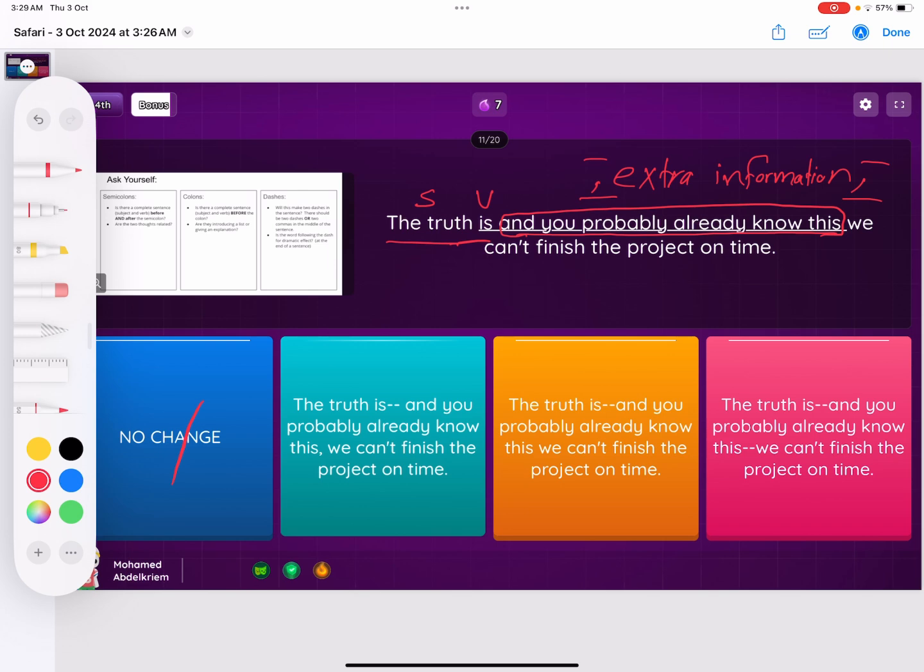No change, it's wrong, because we said this is extra information and it needs 2 commas or 2 dashes. The first one here, he used a dash and a comma. Wrong. Why, mister? You have just said 2 dashes or 2 commas. Yes, I said 2 dashes or 2 commas, but I cannot use a mix between them. If the second part was a dash, it would have been correct. What about this one here? He used only 1 dash. So this one is wrong as well. Here he used 2 dashes. This is the first one and this is the second one. So the red one is the only correct answer.